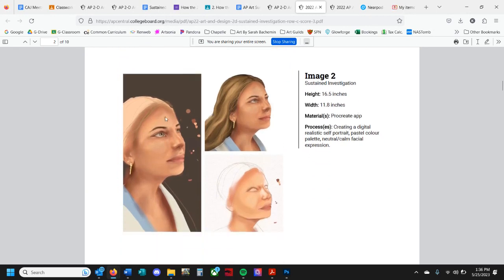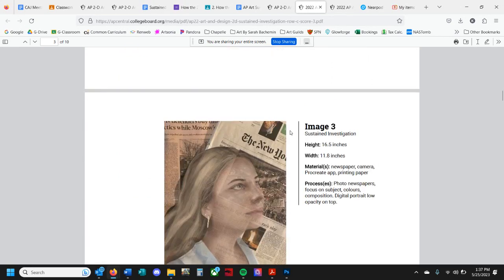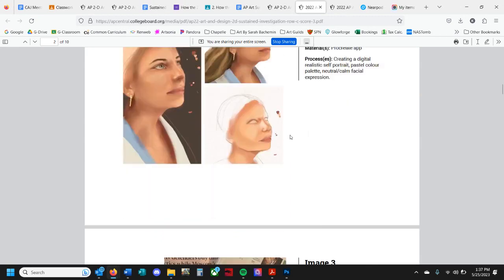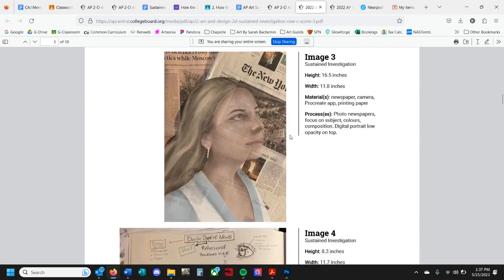This is created using Procreate. The processes are creating a digital realistic self-portrait, pastel color palette, neutral calm facial expression. And then here's the final piece. So these two are literally the process images, and the third is the actual artwork. So here, the materials are newspaper, camera, Procreate app, and printing paper. The processes were photo newspapers focused on the subject, colors, composition, digital portrait, low opacity on top.